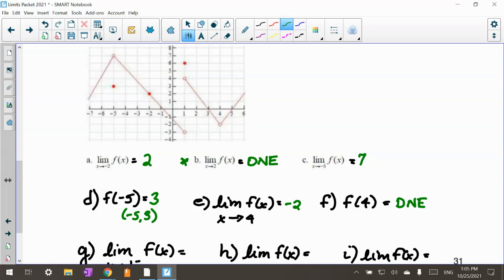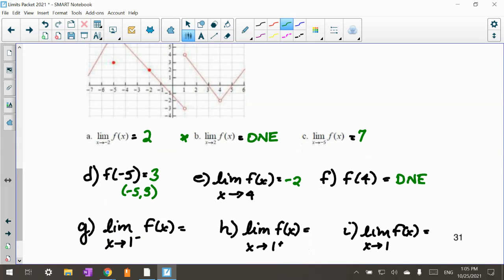All right. For G, the limit when I approach 1 from the left, I get a negative 3. When I approach 1 from the right, I get a 4. Notice up here, actually, B, this is wrong. It's 2. I was looking at 1. When I approach 2 from the left and the right, the answer is 2. So I apologize about that.